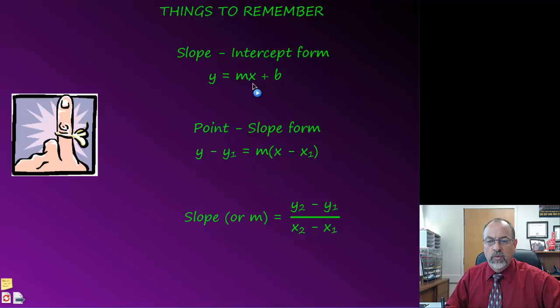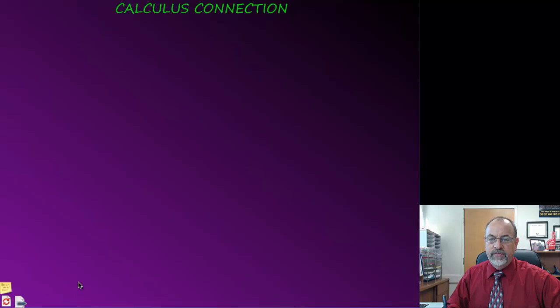Now, when you want to go to slope-intercept form, you can rarely start here. You'll want to start in point-slope form in most of your equations, and then solving that point-slope equation for y will give you slope-intercept form.